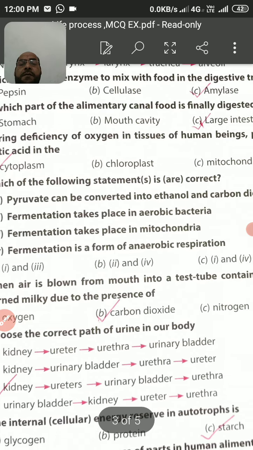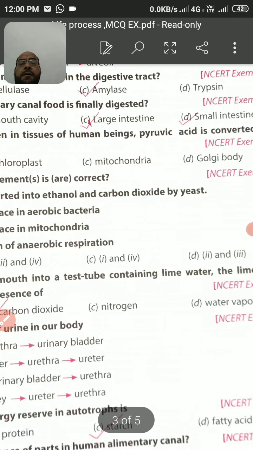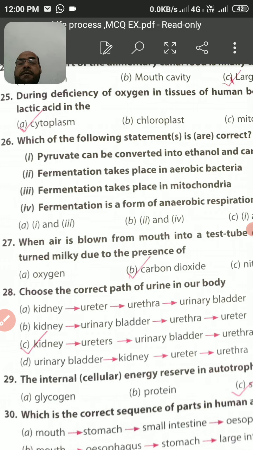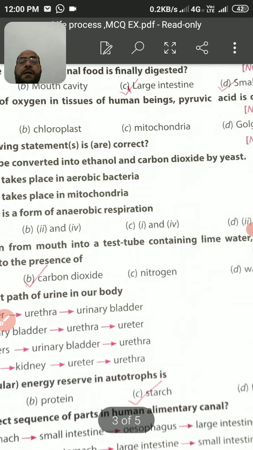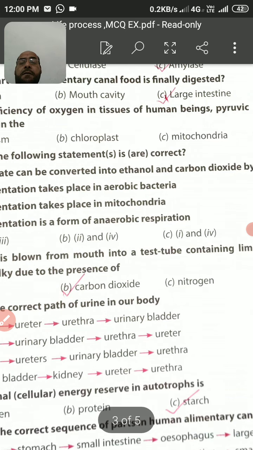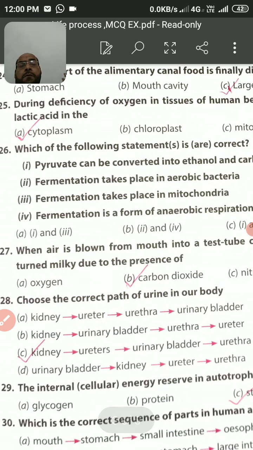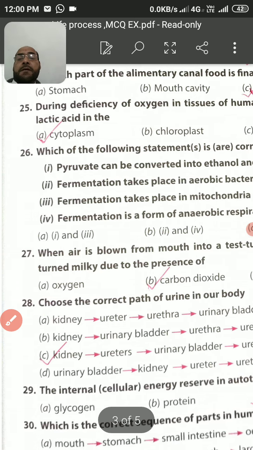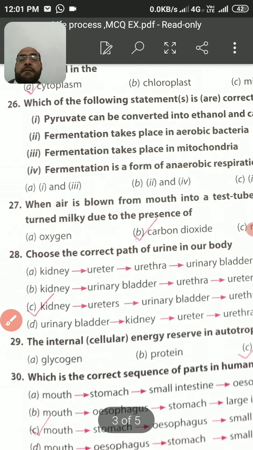25. During the deficiency of oxygen in the tissue of a human being, pyruvic acid is converted into lactic acid in the cytoplasm, chloroplast, mitochondria, or Golgi body. So lactic acid gets converted in the cytoplasm itself. This is the cytoplasm, because in the mitochondria there will be the need of oxygen, so there will be no such happening like this. Therefore, student, come to question number 26.